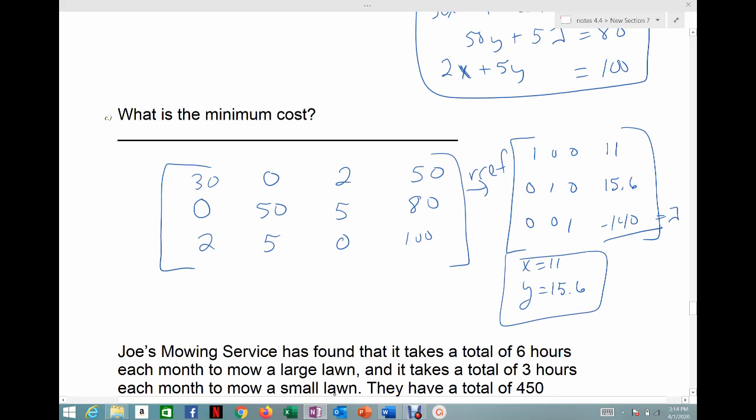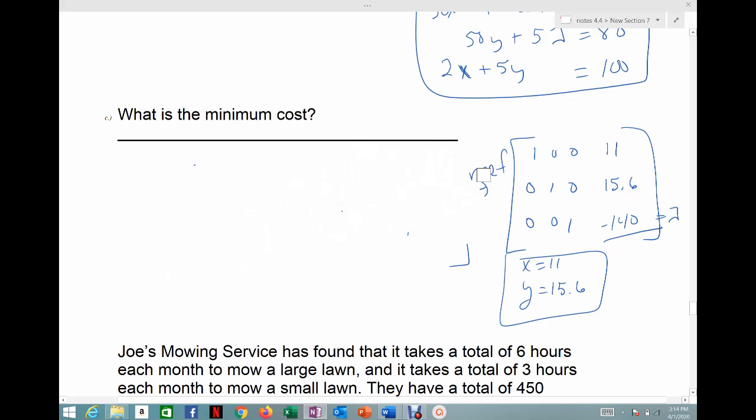Alright, so remember, x and y represent the number of bikes they can assemble, right? I don't want to assemble a fraction of a bike. I don't want to assemble 15.6 bikes. And so what we do is, well, we have to round appropriately. This is kind of like when we had the inventory cost problem. We had to have everything come out to nice whole numbers. Well, the same thing here.